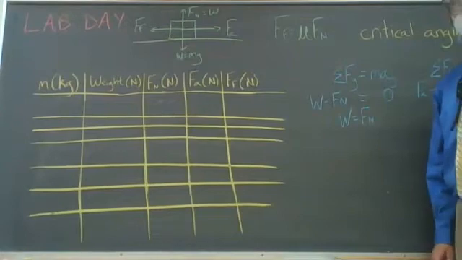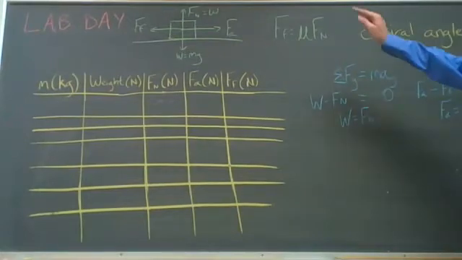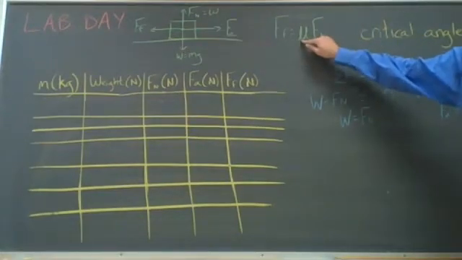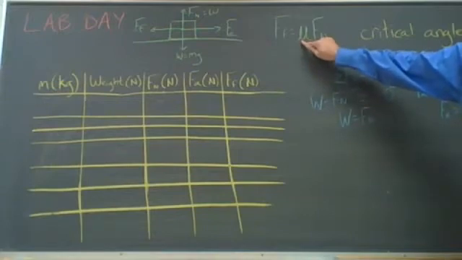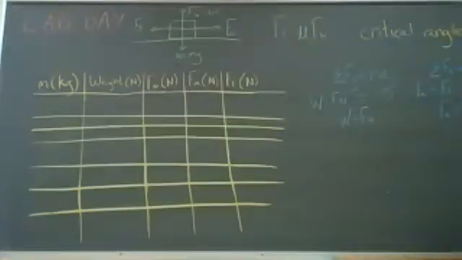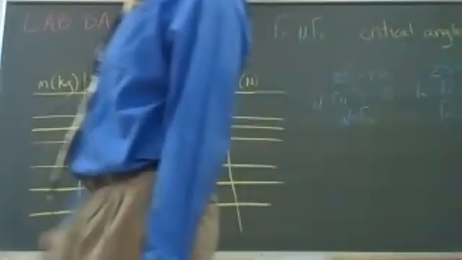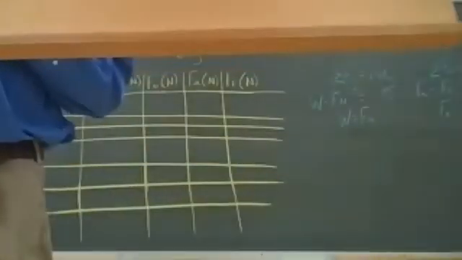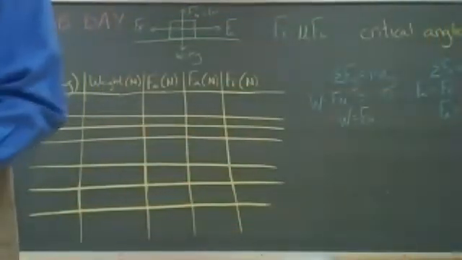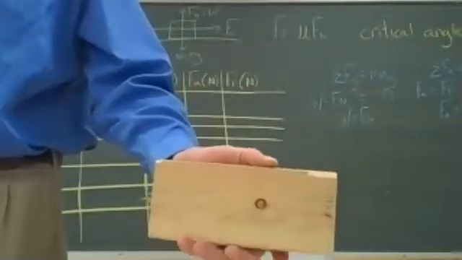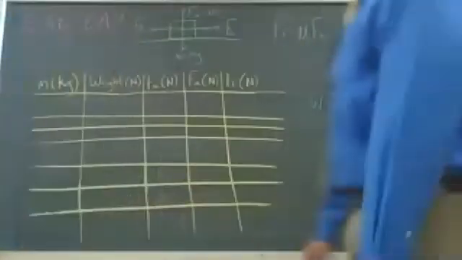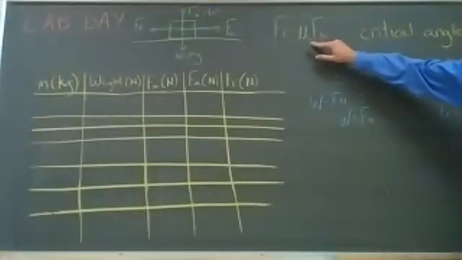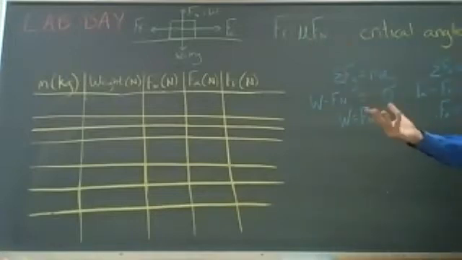All right, so we got lab day. The conclusion that we're trying to reach, the claim that we want to report, is mu, the coefficient of friction. It's always between surfaces. We're going to test a wooden surface, a wooden plank, and a wooden block. So the coefficient of friction, wood on wood, right? That's the claim that we're going to make from this data here.